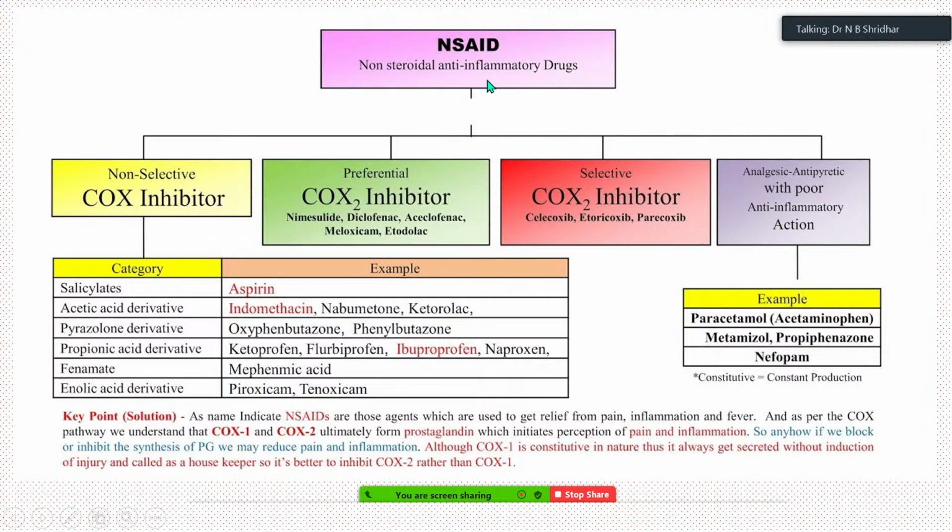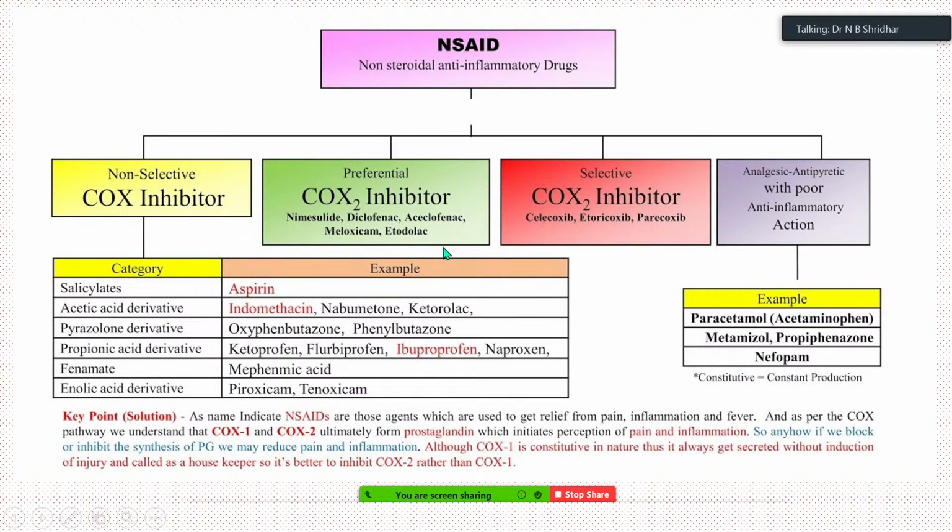So, this is the flow chart of how NSAIDs have been classified as the non-selective COX inhibitors, the older cyclooxygenase inhibitors, older agents like salicylate, acetylsalicylic acid, and acetic acid derivatives like indomethacin, nabumetone and ketorolac. Whereas, as we learned earlier, pyrazolone derivatives are oxyphenbutazone and phenylbutazone, and the fenamates are mefenamic acid. Propionic acid derivatives are ketoprofen, flurbiprofen, ibuprofen. Ibuprofen is one of the important agents, especially used in dental surgeries or dental-induced pains. The enolic acid derivatives are piroxicam and tenoxicam.